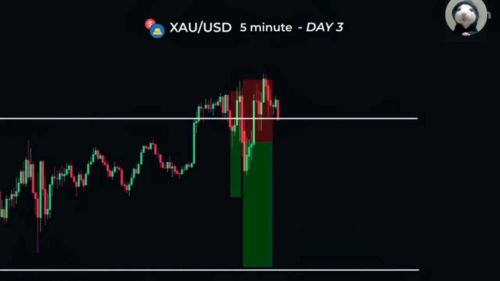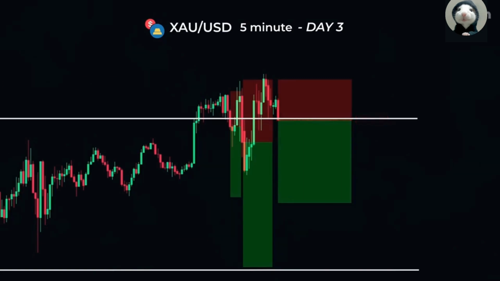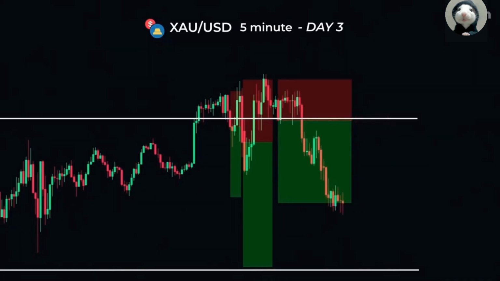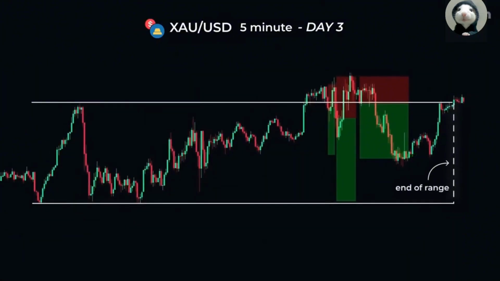But then, price re-entered the range once more, so that's another short entry. We place a stop loss at the highs and take profit at 2 times risk. This time, price hits the target, giving us a 2R gain. So that's the end of this range.